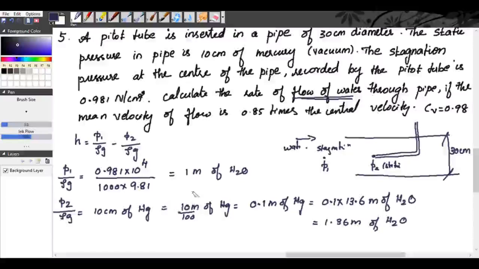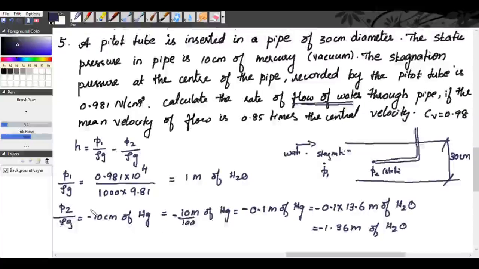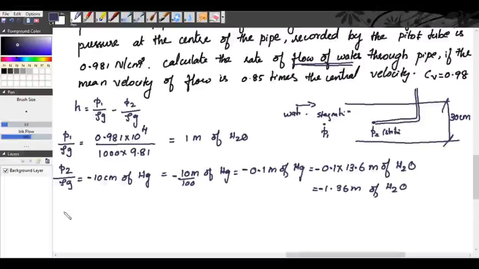And here you can see it is 10 centimeter of mercury vacuum. So it is minus. The value is minus. Now we will substitute it in H. So H is equal to P1 by rho G is 1 minus P2 by rho G is minus 1.36. So we get 2.36 meter of water.